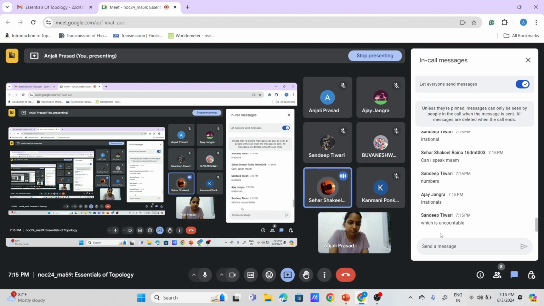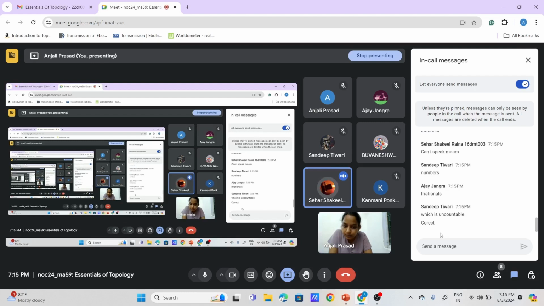Ma'am, if you're talking about the topology on R, in that case the complement of Q is uncountable. But if you are taking the discrete topology on Q, then we are taking the set as Q. Q is a countable set and every subset of Q will be countable. So in that case, it is easy to understand that the discrete topology is co-countable.